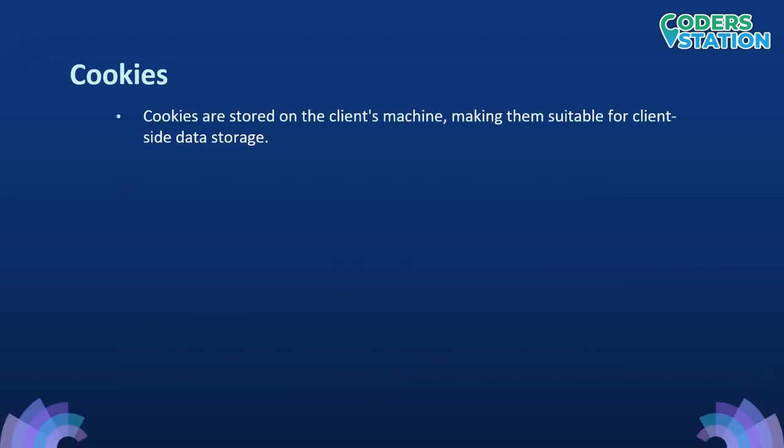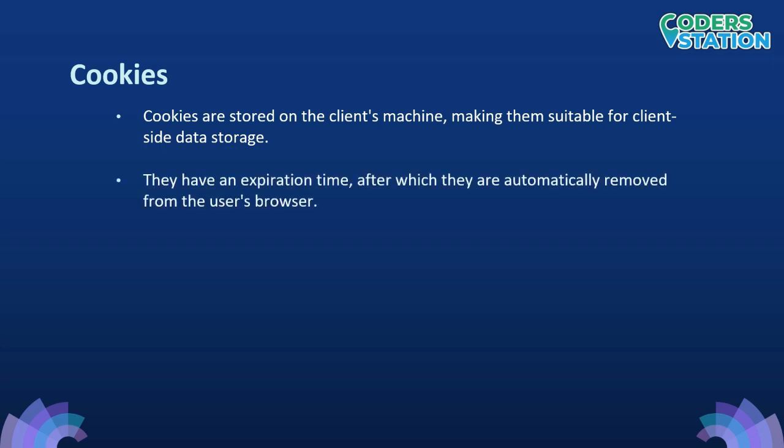Cookies are stored on the client's machine, making them suitable for client-side data storage. So cookies are stored on our very own browser. They have an expiration time, after which they are automatically removed from the user's browser. You may have come across a prompt to allow cookies for a particular website. What it basically does is set your preferences, such as language, time, location, or whatever preferences you have customized, and store them as information in that cookie, and the next time you load that page it will be displayed for you.